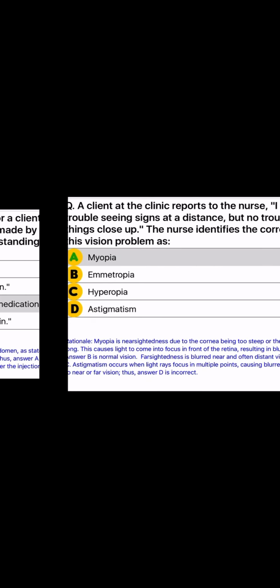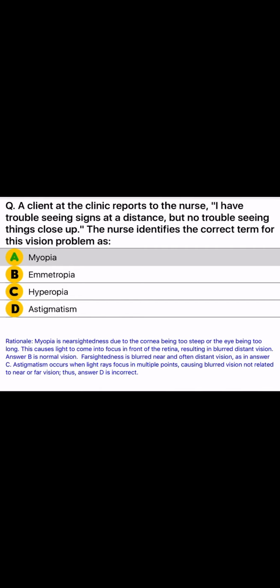Q. A client at the clinic reports to the nurse, I have trouble seeing signs at a distance, but no trouble seeing things close up. The nurse identifies the correct term for this vision problem as A. Myopia. B. Emmetropia. C. Hyperopia. D. Astigmatism. Rationale. Myopia is nearsightedness due to the cornea being too steep or the eye being too long. This causes light to come into focus in front of the retina, resulting in blurred distant vision.